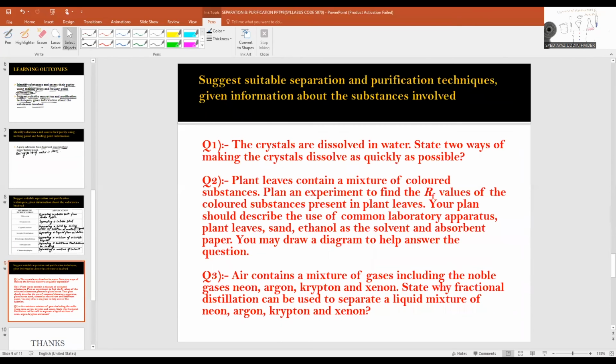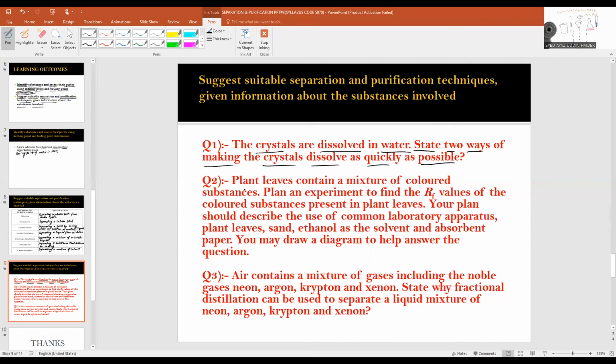Here are a few questions from past paper. Let me read the question for you. Question number 1, the crystals are dissolved in water. State 2 ways of making the crystals dissolve as quickly as possible.